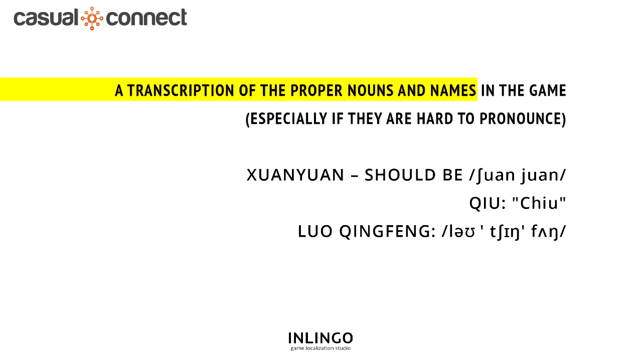For those who don't speak Chinese and don't know how to pronounce Chinese words, just try to read these names by yourself. And now I'll read them out for you. So the first one is Xuan Yuan, then is Chiu, and Lu Qinfan. So you can see the difference between what you thought and the real pronunciation.